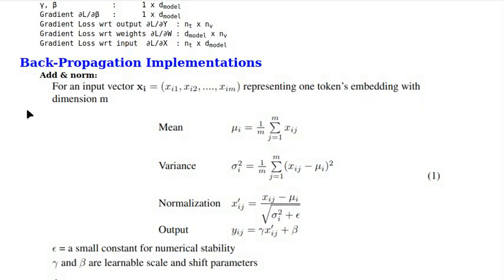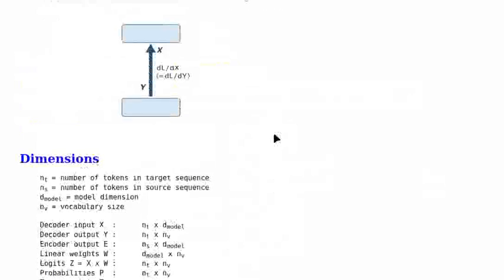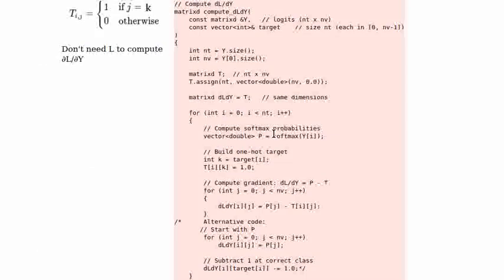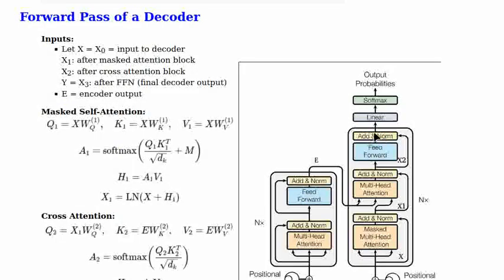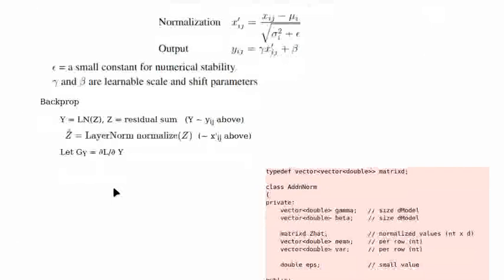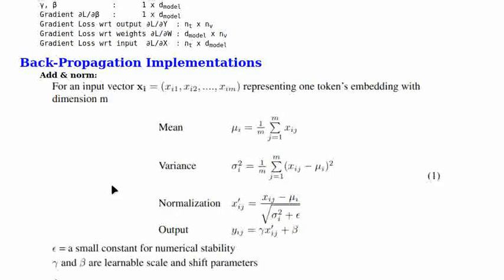Now we can discuss the backpropagation implementations. We start with add and norm, because the final module is add and norm over here, and the one below is feedforward. We also have add and norm here and here. Now we discussed layer norm before. These are equations for the forward computation.